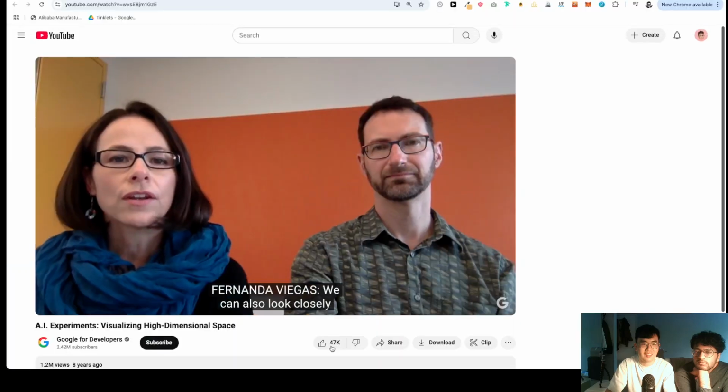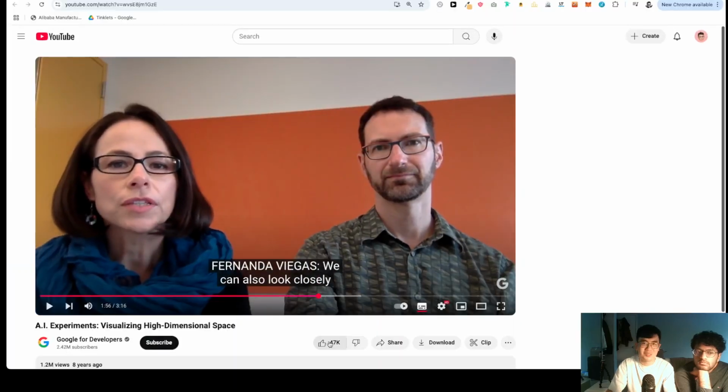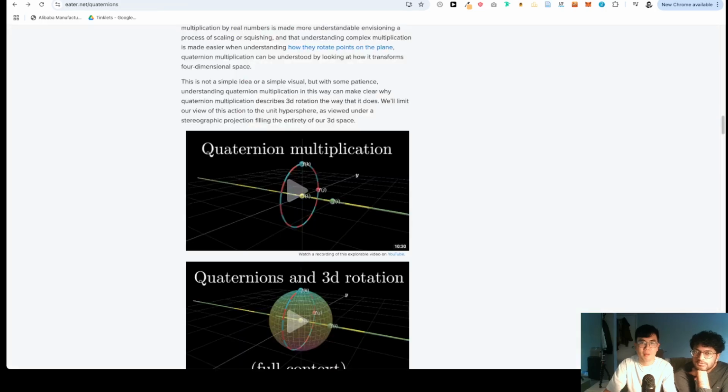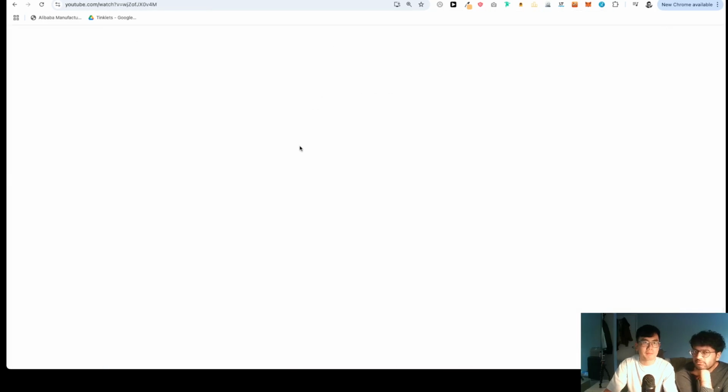We can also look closer. This is not related to PCA. It probably is, I just don't know how. I don't know how t-SNE works.